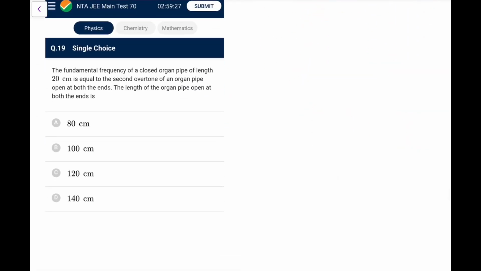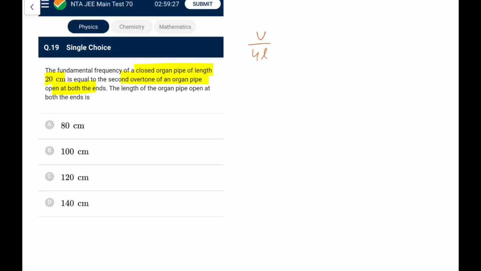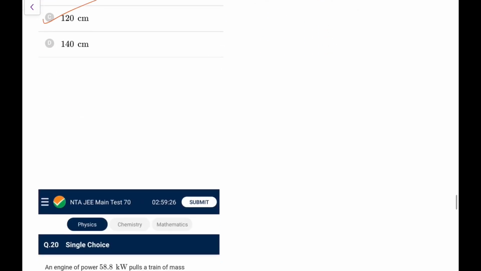Next, the fundamental frequency of a closed organ pipe of length 20 is equal to the second overtone of an organ pipe open at both end. Okay, the fundamental of closed is V upon 4 L of closed. Second overtone means third one, that is 3V by 2 L of open. So L of open comes out as 6 times LC, that is 120 centimeter. You can directly go for this. Just read it carefully. Don't do any mistake. Otherwise it will cost you.